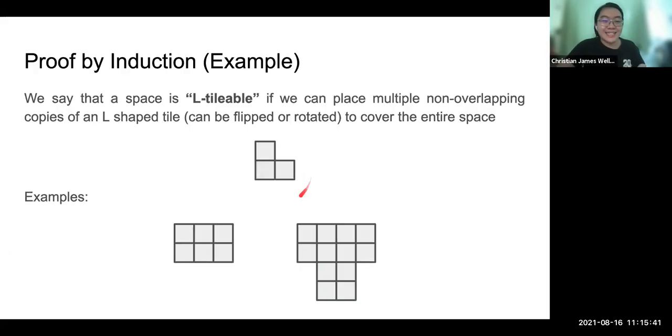Look at this example. These two are L tileable, and convince yourself why they are. I'll give you 3 seconds, or pause this video. It's L tileable because you can place the tiles in this manner. I color coded it, but I also gave letters to it in case the colors aren't exactly clear to you. So these are the L tiles you can use, and these two spaces are L tileable.